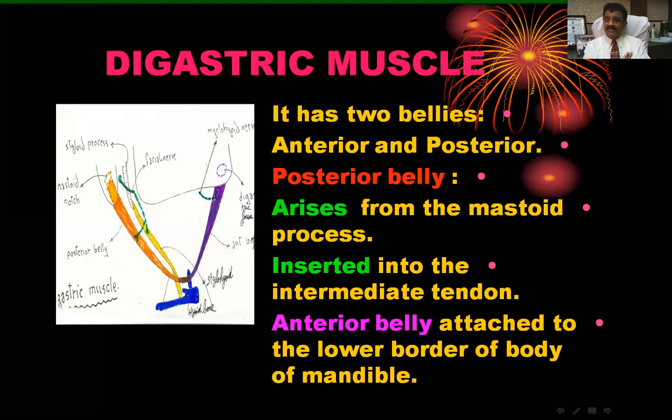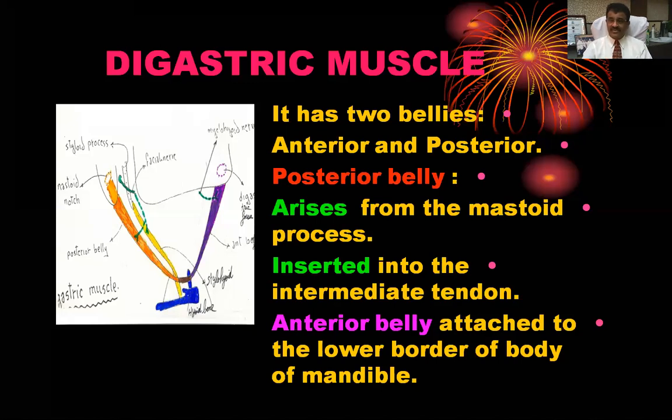An important part in the submandibular triangle is the digastric muscle. Digastric muscle has two bellies, so it is called digastric, anterior and posterior belly. The posterior belly arises from the mastoid process of the temporal bone and is inserted into the intermediate tendon, because one belly ends with the other belly, so it is called the intermediate tendon.